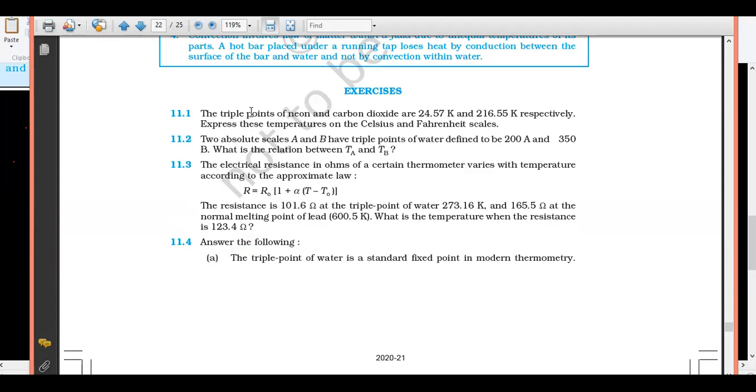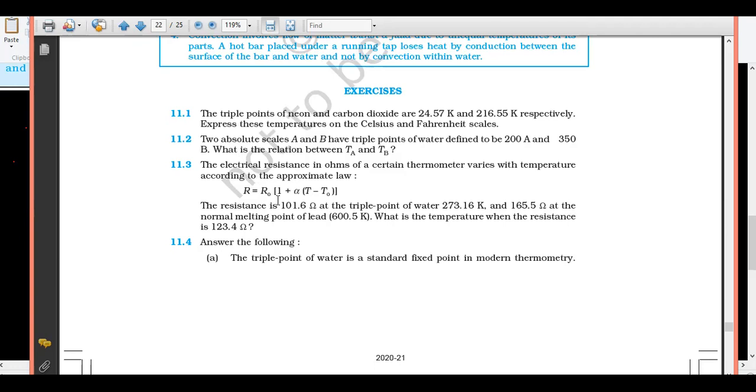Triple point means it's a point where the solid phase, liquid phase, and gaseous phase can all coexist. That is what is called the triple point. Something like a melting point and boiling point. Melting point means where ice and water coexist. Boiling point means where water and steam coexist. Similarly, there is something called the triple point where all three states can coexist.